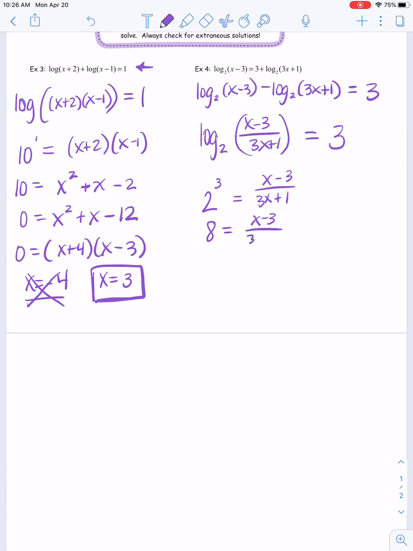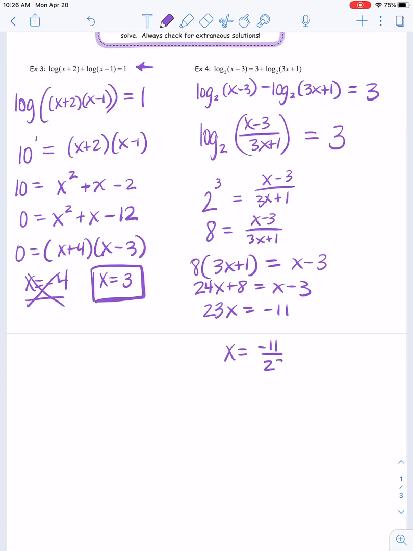I'm just simplifying there. And so now I want to solve for x. So I want to get rid of my fraction on the right-hand side. So I will multiply both sides by the denominator. So that means I have 8 times 3x plus 1 equaling x minus 3. And this is just going to turn into a linear equation, so you know how to solve this. Distribute your 8. You'll get 24x plus 8 equals x minus 3. Getting your x's on one side and your numbers on the other side, I'm going to do 23x equals negative 11. And dividing, I get x to be negative 11 over 23.